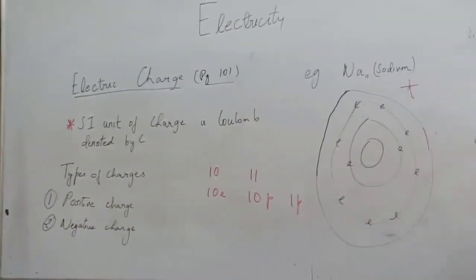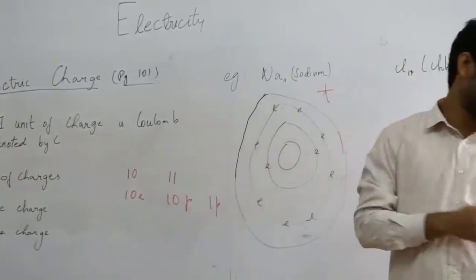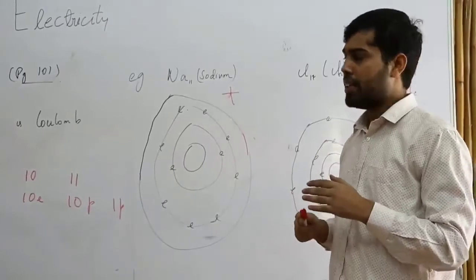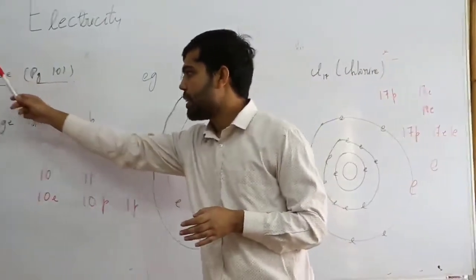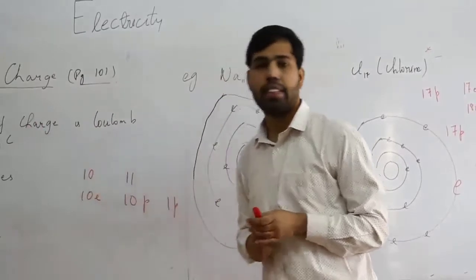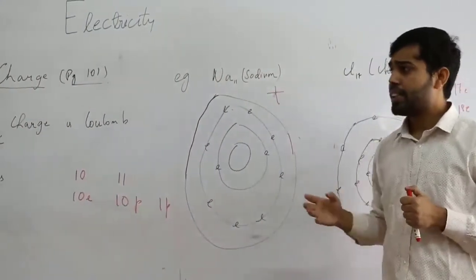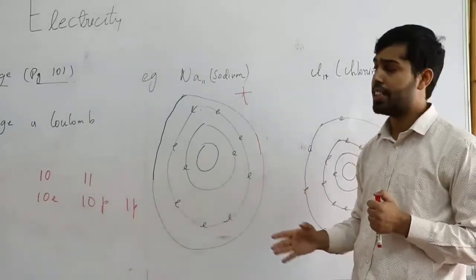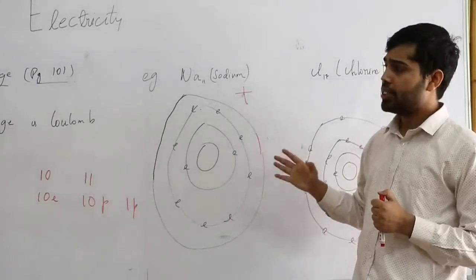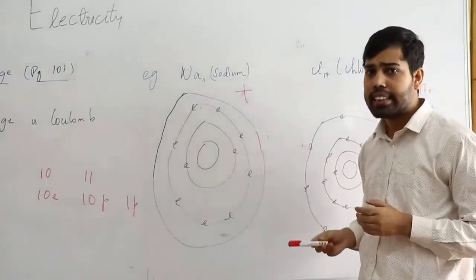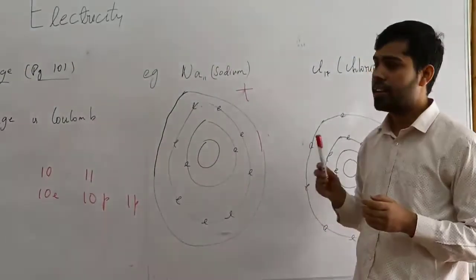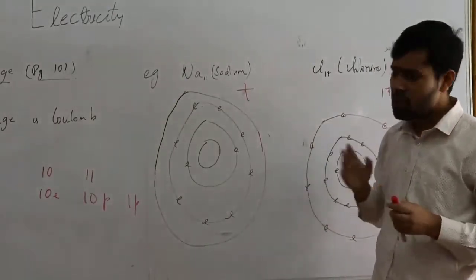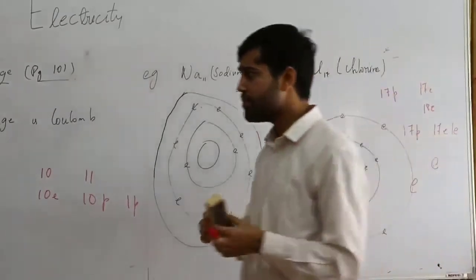Again, an important definition from the exam point of view. It is there in the book, you can go through the book. The definition of 1 coulomb. As I told you, the SI unit of charge is coulomb. What is the definition of 1 coulomb? A body is said to have 1 coulomb of charge, it may be negative charge or positive charge, if there are 6.25 into 10 to the power 18 excess electrons or 6.25 into 10 to the power 18 fewer electrons in it.